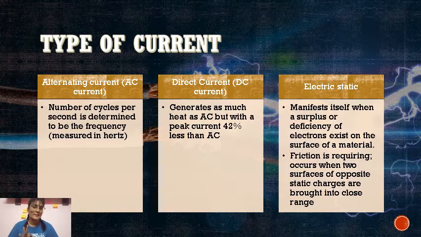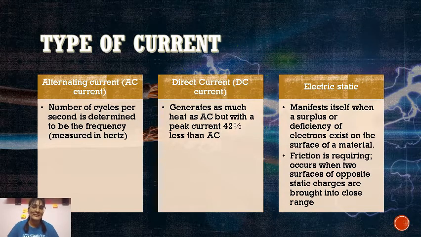Basically, there are three types of current, which are AC, DC, and electric static. AC stands for alternating current. For alternating current, the number of cycles per second is determined to be the frequency, which is measured in hertz. The second will be DC, which is direct current. Direct current generates as much heat as alternating current, but with a peak current 42% less than alternating current.